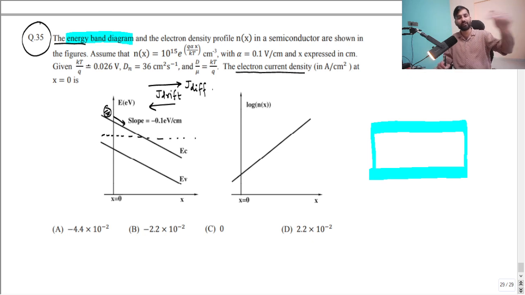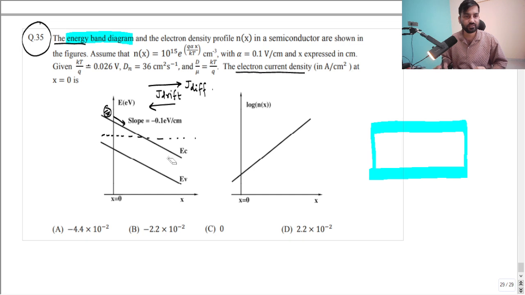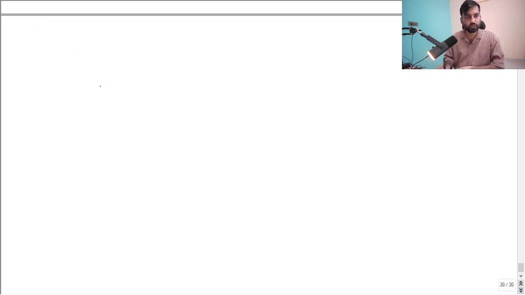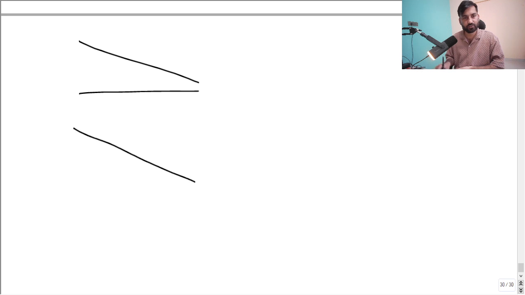Your Fermi level will be constant, right? So spacing is not given properly. Let me draw that properly, otherwise this diagram will be wrong. So let me take the energy band diagram here. Your Fermi level is here, and they have given this kind of energy band diagram. So the Fermi level is constant throughout. It means there should not be any current.